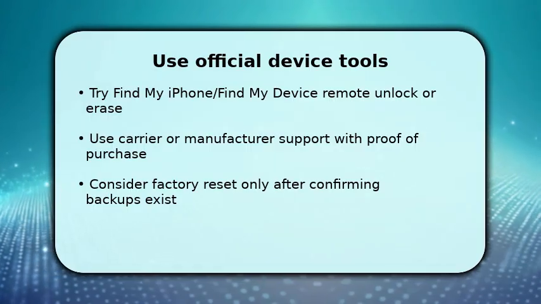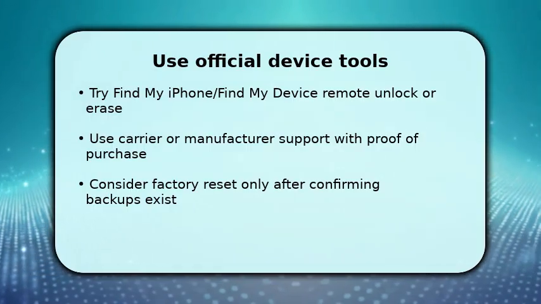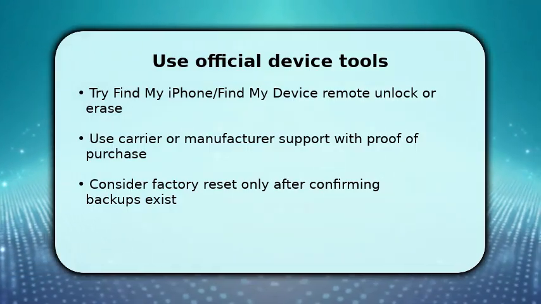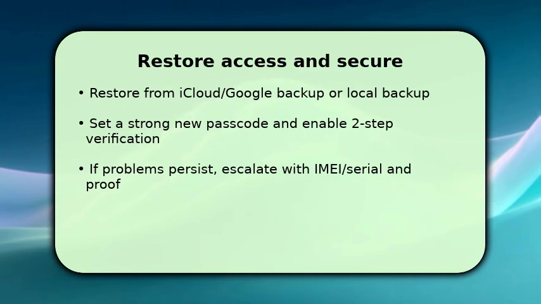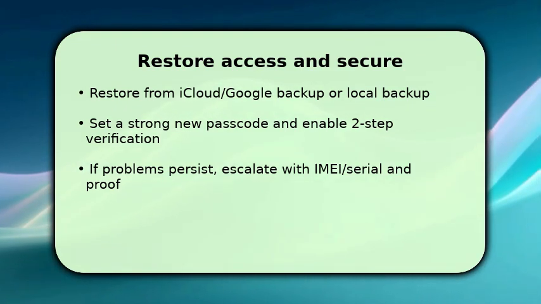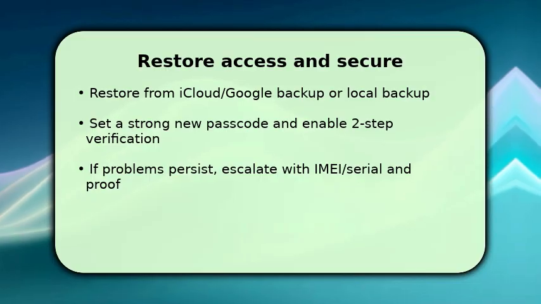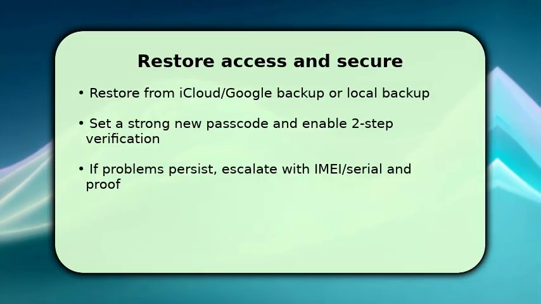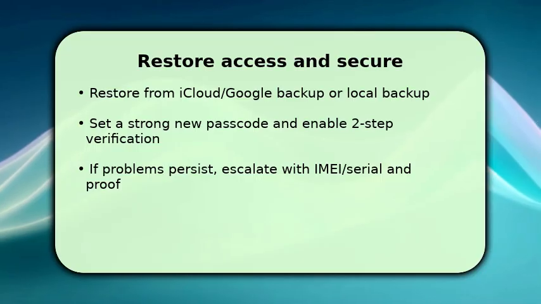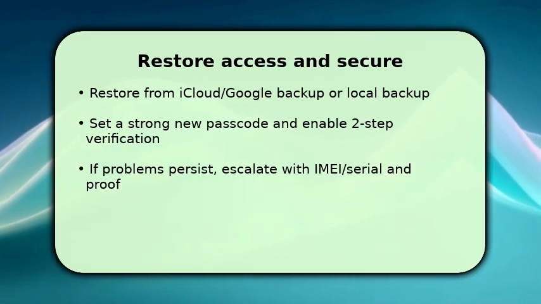These steps follow official channels to avoid data loss, and you finish by restoring your data and locking the process down. After regaining access, restore from iCloud, Google Backup, or your local computer backup so your apps and settings return. Then set a stronger passcode, enable two-step verification, and record recovery codes in a secure place.